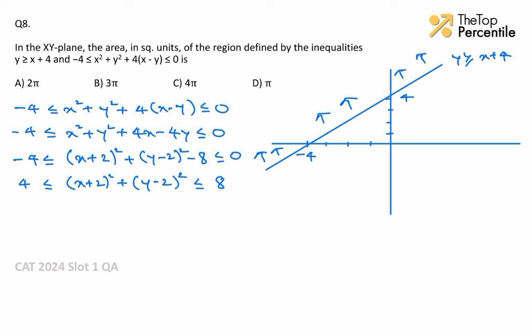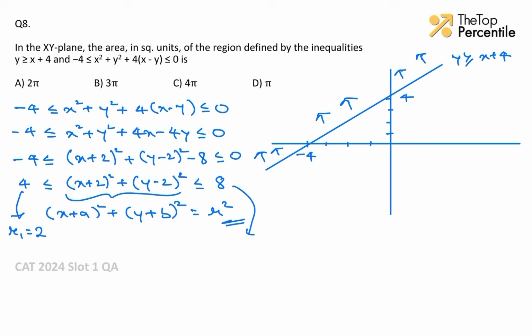So what we have here is an equation of a circle. Quickly, the equation of a circle is x plus a whole square plus y plus b whole square is r square. So this is the form of an equation of a circle. Which means this is the radius of one circle, this will be 2. This will be the radius of the other circle, that will be 2 root 2. Okay, so this is turning out to be a pretty interesting question. Now let's try to plot these.